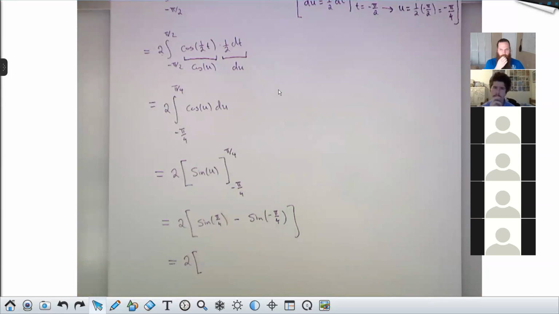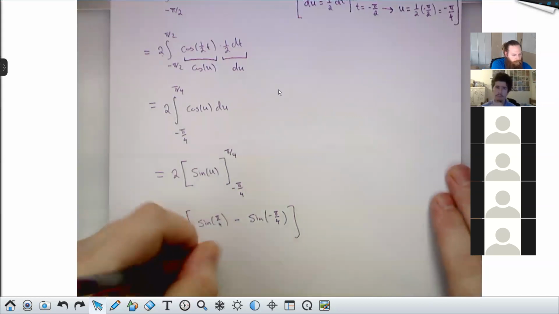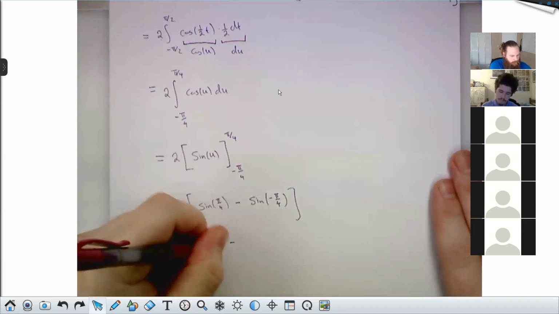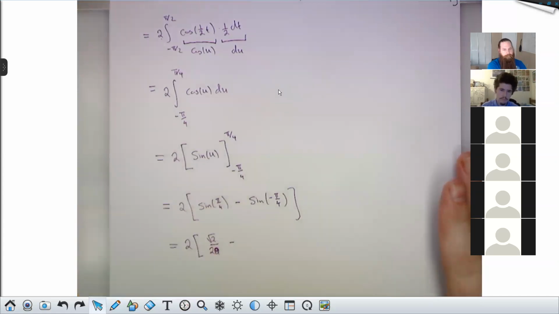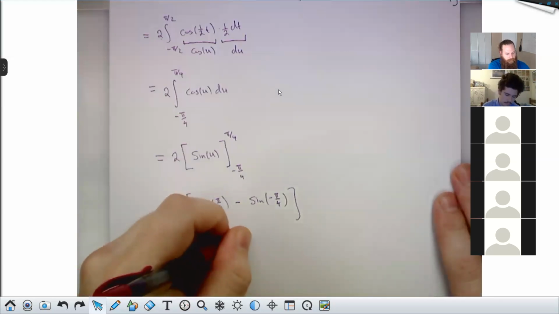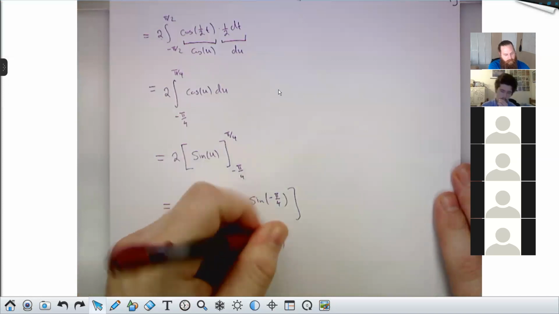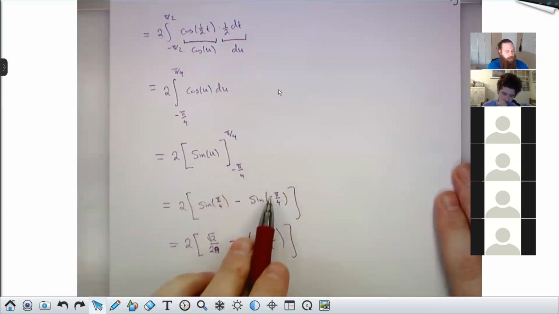Square root of 2 over 2. Good. And what about the sine of negative pi over 4? Is negative root 2 over 2. Sine is an odd function, so this negative you can think of as popping out.